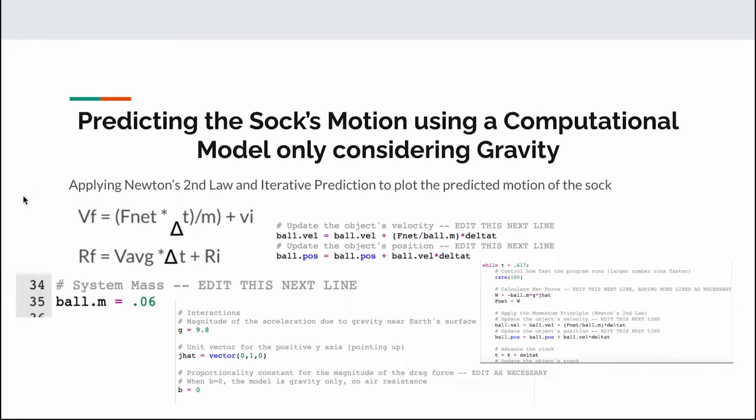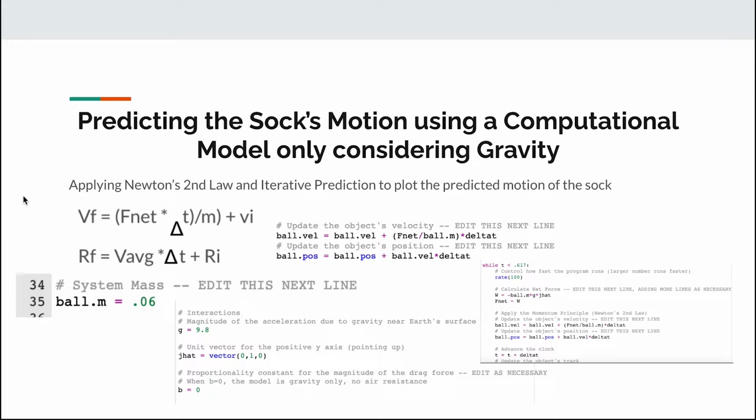The first model I created was a computational model that only considers gravity. I had to apply Newton's second law and iterative prediction to plot the predicted motion of the sock. To construct the model, I used the starter code and updated the velocity update and position update functions to incorporate Newton's second law as shown by the equations. I also changed the mass so the program correctly reflected the mass of a sock. I also needed to change the initial position and velocity of the sock.